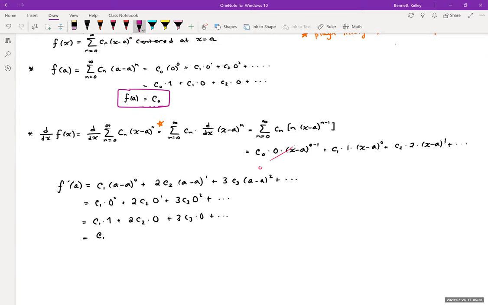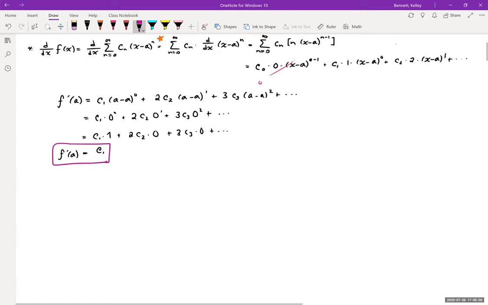So far what we have is that f prime of a equals c1 and f of a equals c0. So we have determined two coefficients, which is good, we made progress, but we still have infinitely many more coefficients. So let's try one more derivative. Let's take the second derivative, and maybe from here we can observe a pattern for how to derive these coefficients c sub n.